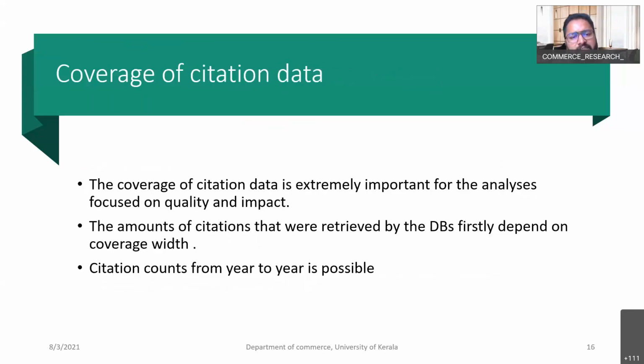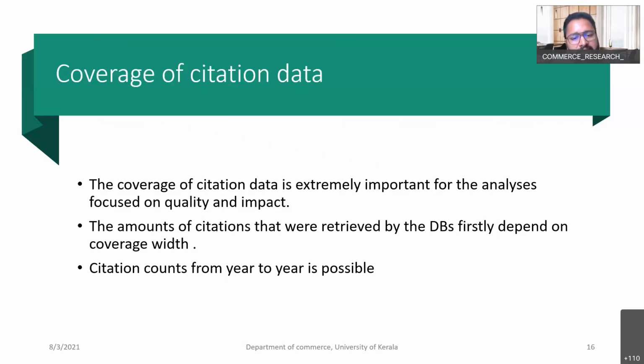So, coverage of citation data is extremely important for analysis focused on quality and impact. You see that Web of Science is the older index, so you will get data from the 1980s. If you search Economic and Political Weekly, the most prominent journal from India, you will get data from the 1980s to 2010 from Web of Science. All the papers are indexed in Web of Science, so you can do analytics based on the EPW papers.